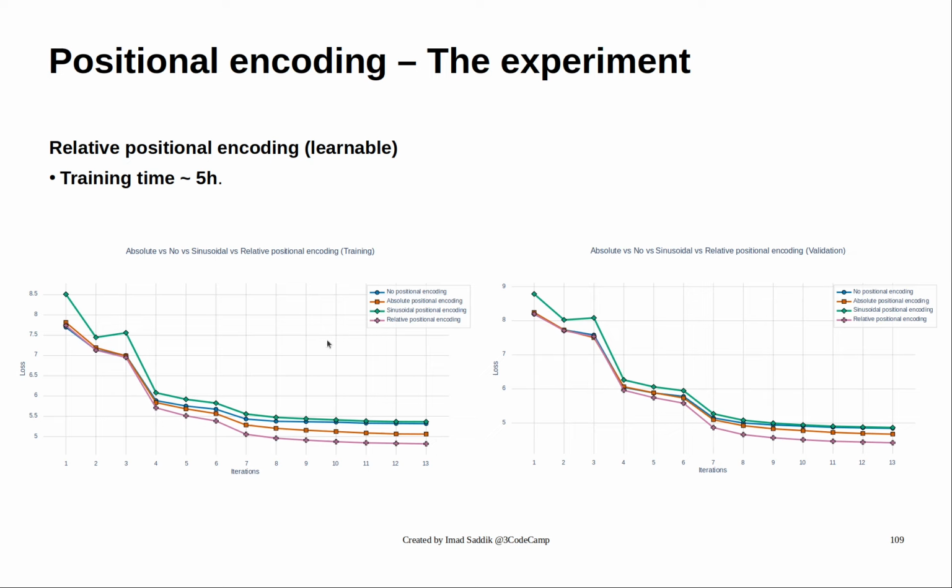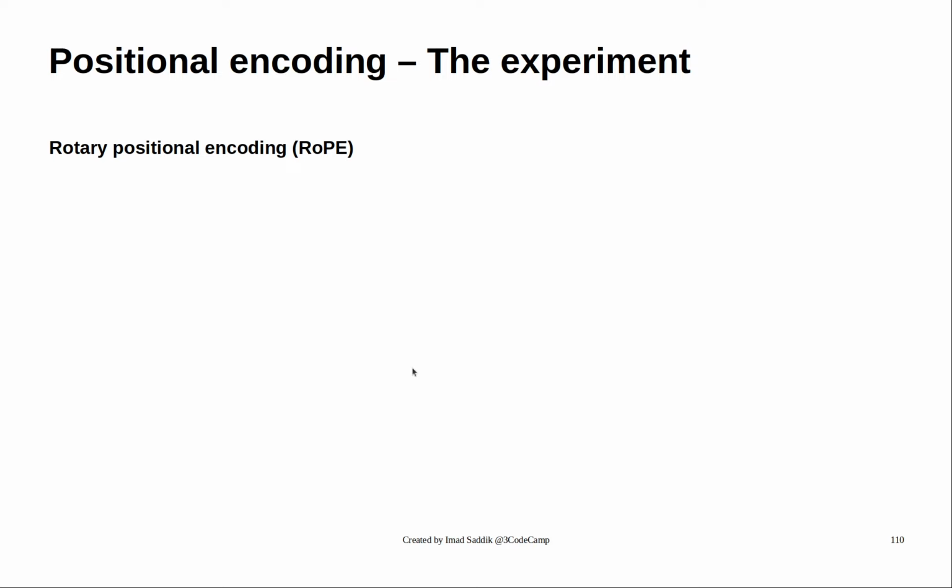But the downside is that it is slow, because you saw we have a lot of calculation performed under the hood. It took 5 hours, and if you remember, the previous method took 2 hours to train. But it is worth it because we got so far the best performance. Now, we have one more method before we end this video, which is rotary positional encoding. So let's look at that.